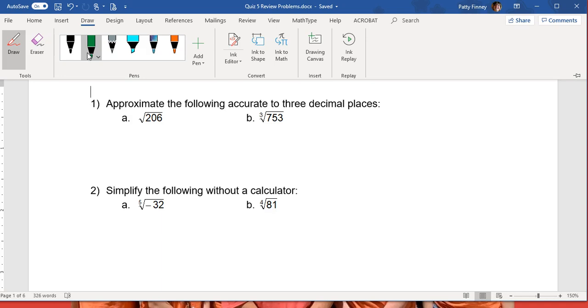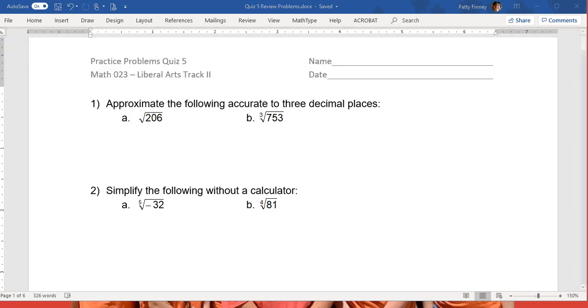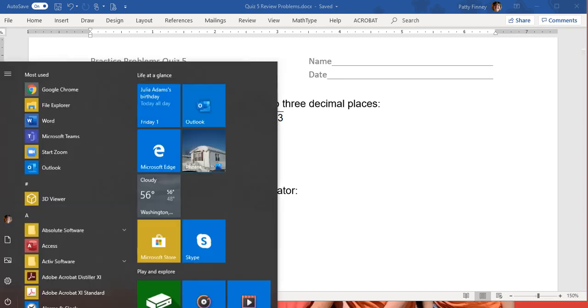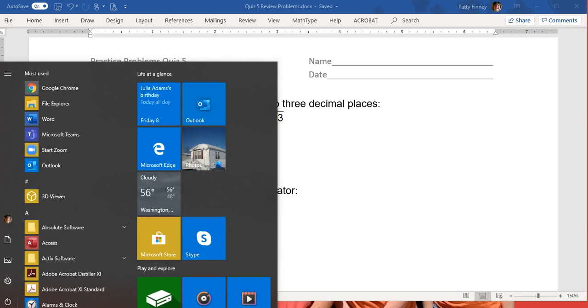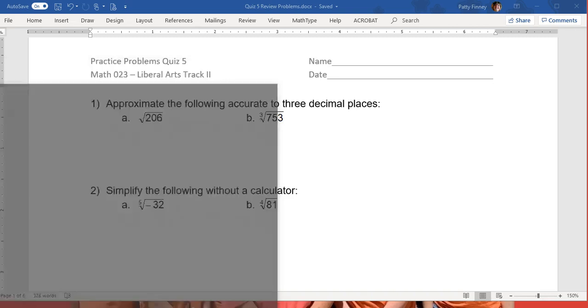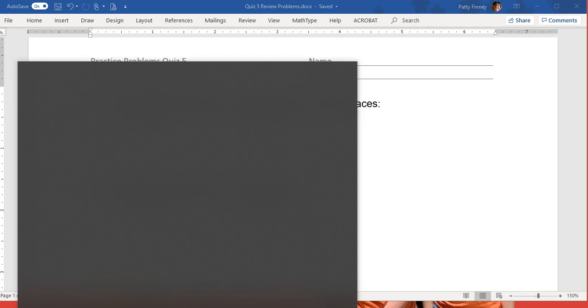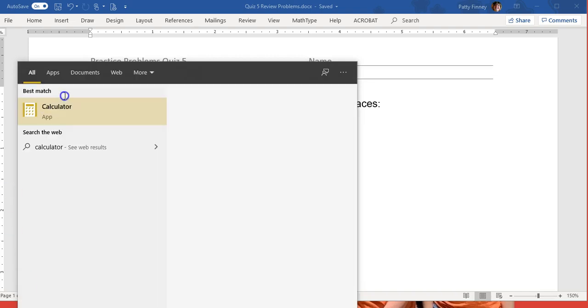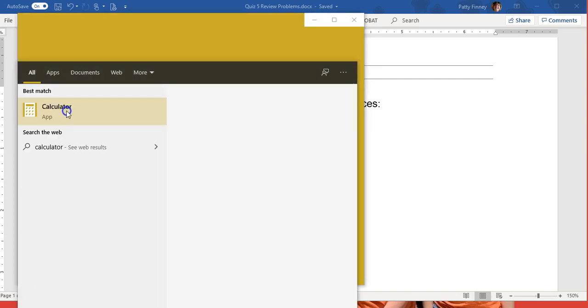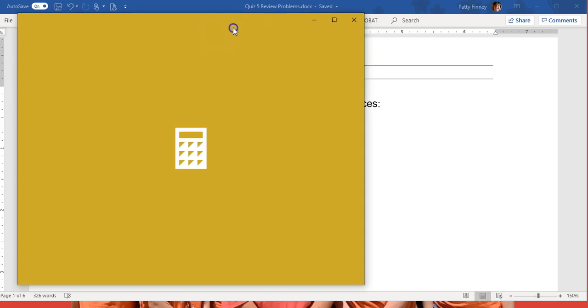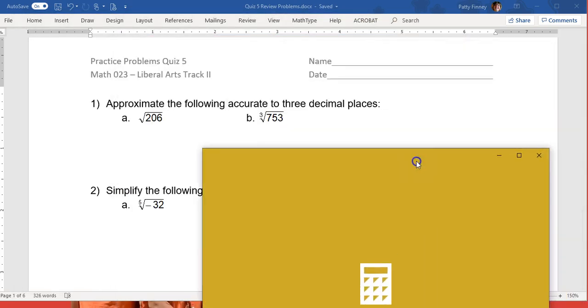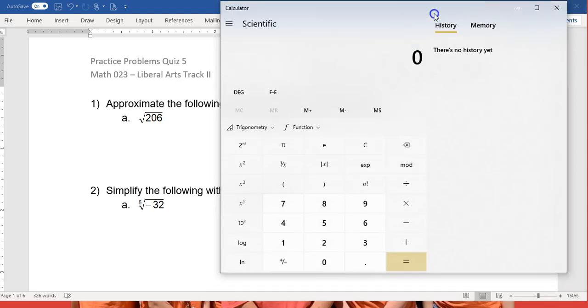So what we're starting here with, the first example, says to approximate the following accurate to 3 decimal places. So if you are at home, you probably don't have a calculator like we have at school, but you do have your phone, right? And you may have a computer. So I'm just going to type in calculator in my search engine, and I got a calculator up. And what I'm trying to find here is the square root of 206.